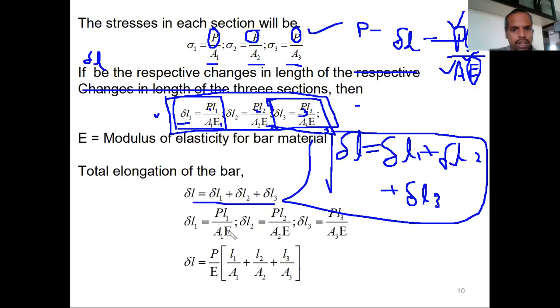So P and E are constant. In that one, in all three equations P and E are the same, so take P by E common outside, and the unknown is L1 by A1 plus L2 by A2 plus L3 by A3. Right. So this is the equation to calculate the elongation for that type of problem.